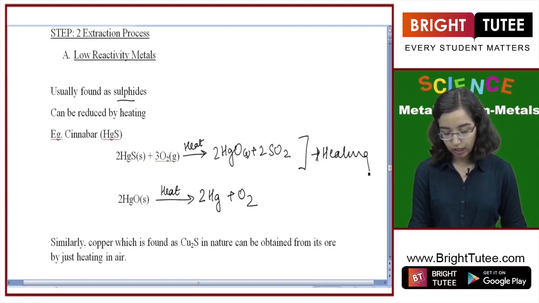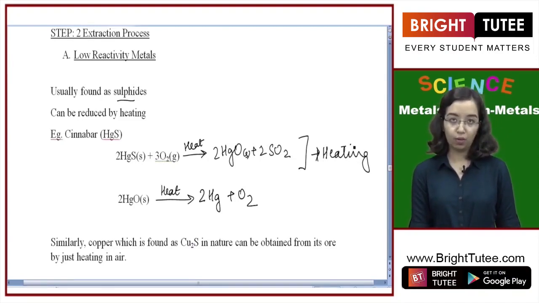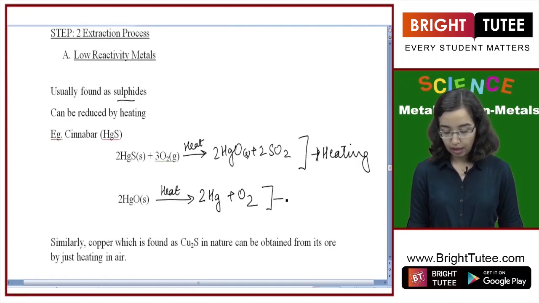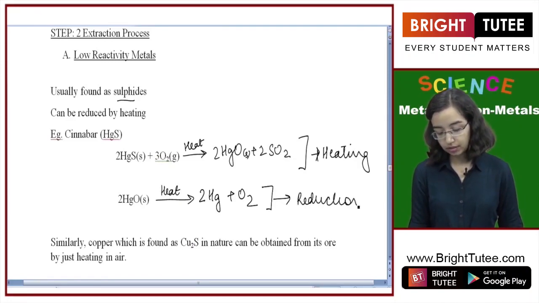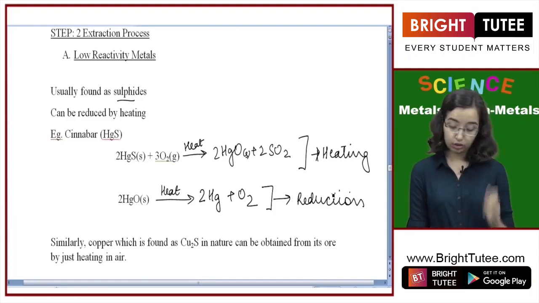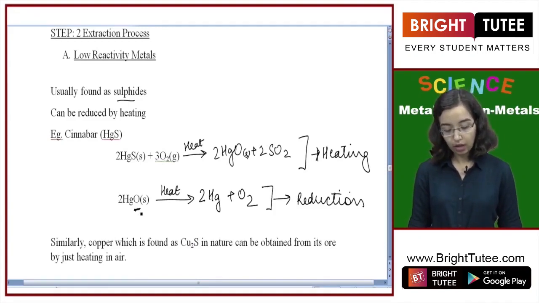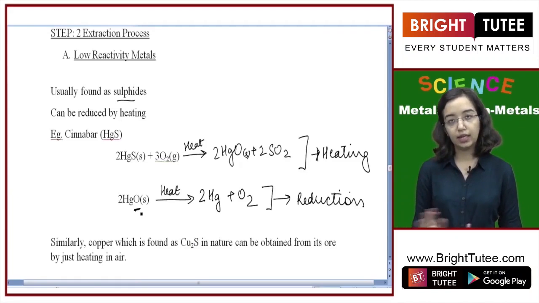So the process is, the first step is heating. By heating, you will be able to change the sulfide to oxide because of the oxygen present in the air. And the second process is reduction. So why is this reduction? As you've studied before, reduction is removal of oxygen or addition of hydrogen. So we are removing this oxygen from the metal, and that is why it is a reduction process. The reduction simply requires heat, nothing else, because they are very low reactivity elements.